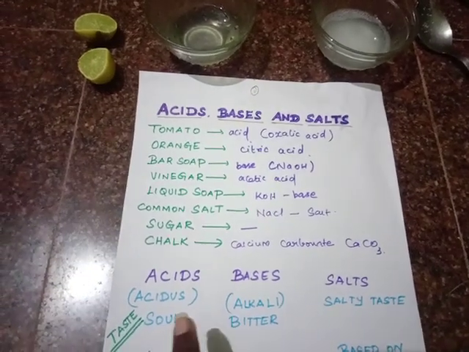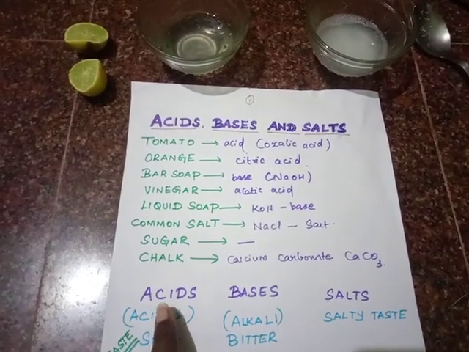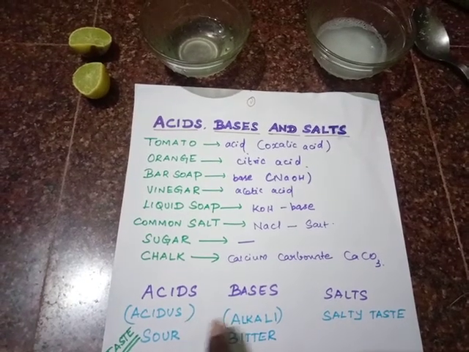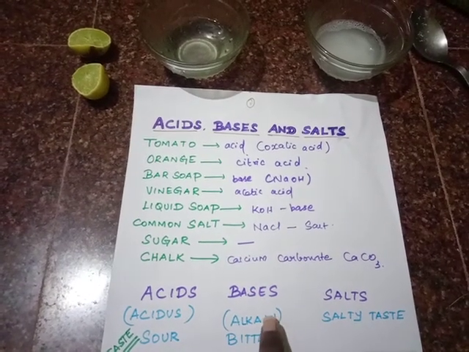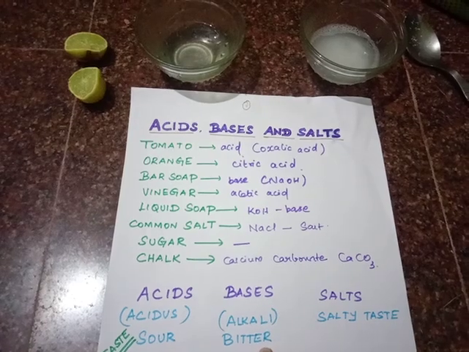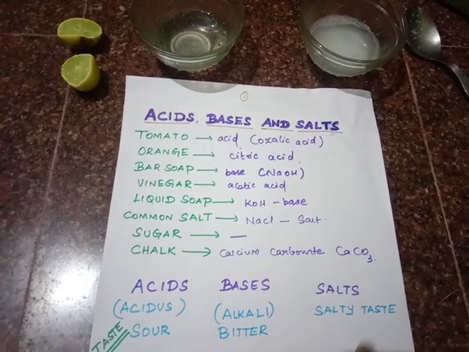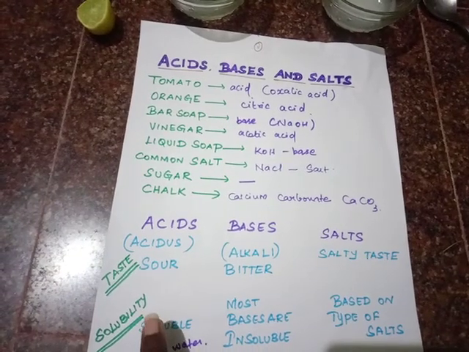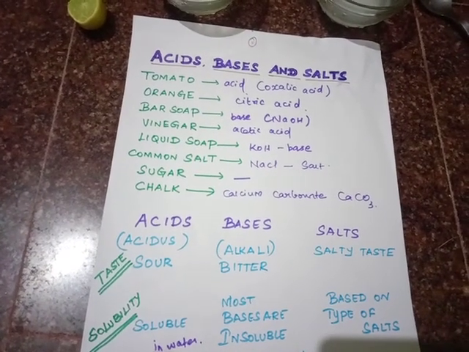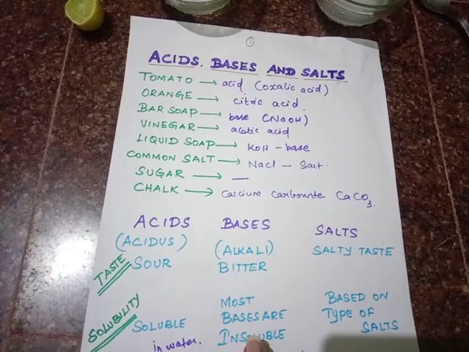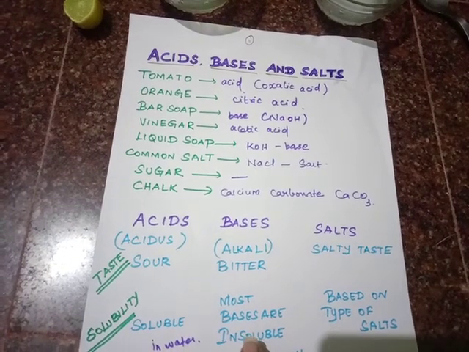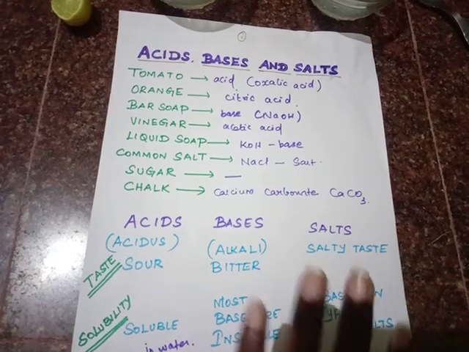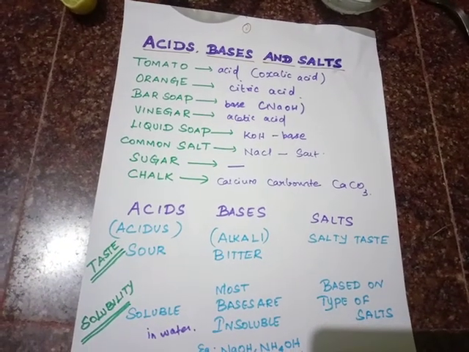As I told you, the Latin name of acid is acidus, which means sour. And bases, usually alkalis, are bitter in taste. Salts, we know, are salty in taste. Next thing is solubility. Mostly acids are soluble in water. Some bases are completely soluble, but most bases are insoluble. For salts, the solubility depends on the type of the salt.